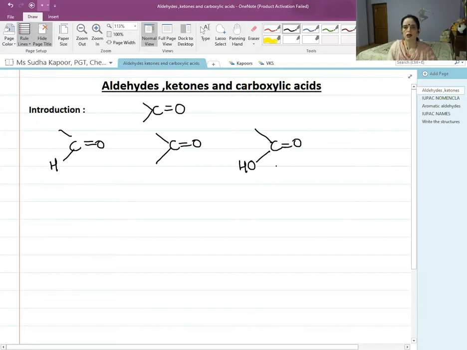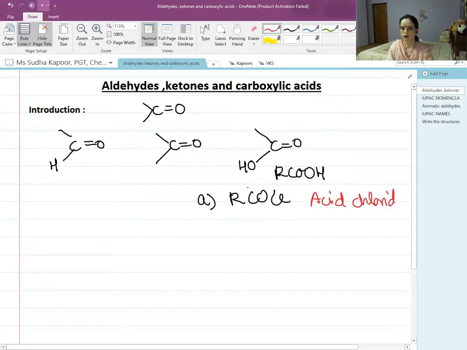Now when we talk about the carboxylic group, that is RCOOH, this is a carboxylic group. The carboxylic part is further divided into 4 different parts which are considered the derivatives of carboxylic acid. The 4 important derivatives of carboxylic acid are, first, RCOCl, which we call acid halide or acid chloride. Usually Cl is there, so we call it acid chloride.